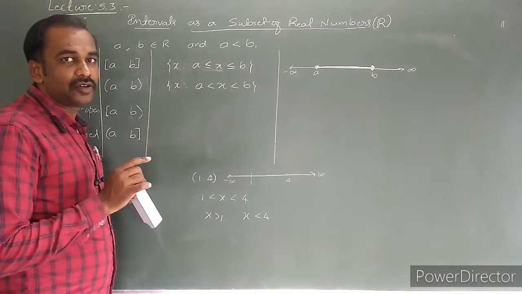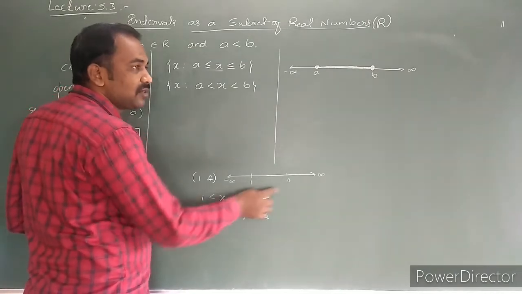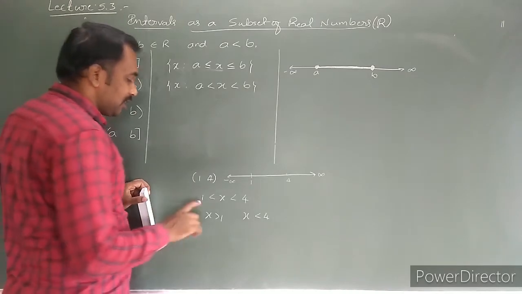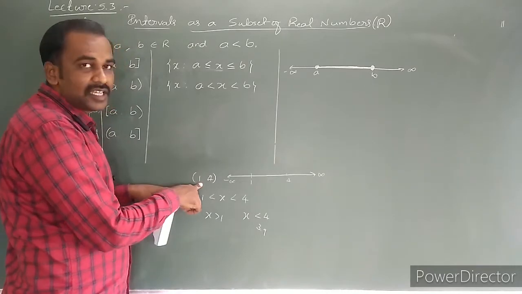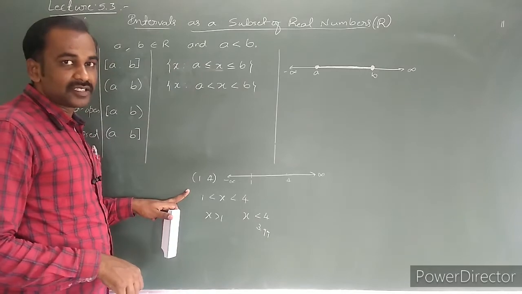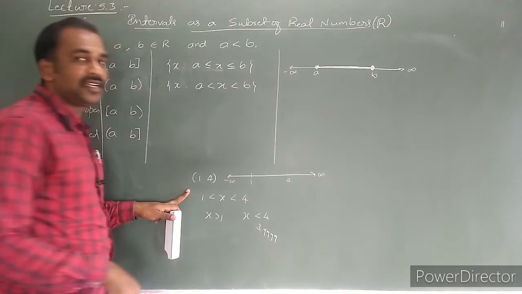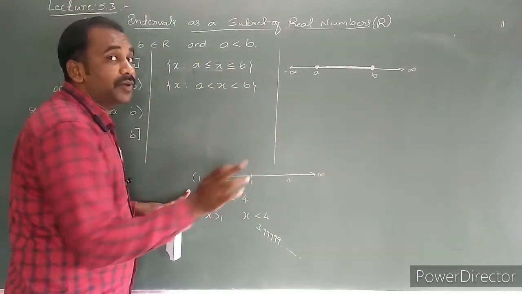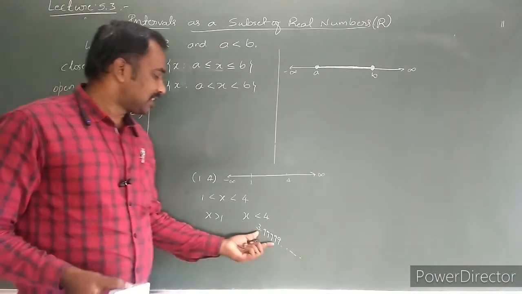X is greater than 1, more than 1. Is 1 included or not included? 1 is not included. X is less than 4. Is 4 included or not included? 4 is not included. Now, is 3.9 included in this interval? Yes, 3.9 is included. 3.99 is included? Yes, obviously. 3.9999, yes. 3.999999 included. Approximately we can write it as 4 only, but not exactly 4.